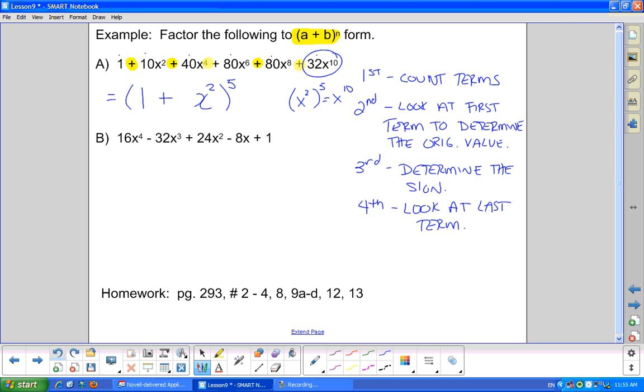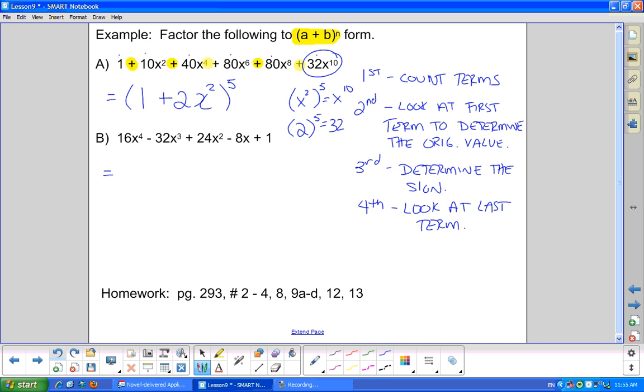But there's also a number, there's a 32. So we need to figure out what number to the exponent 5 gives us 32. You can do this with the calculator, but it turns out that 2 to the 5th is 32. So the 2 goes in there. So there's your final answer. You basically just need to know how many terms, first and last term, and the signs in between.